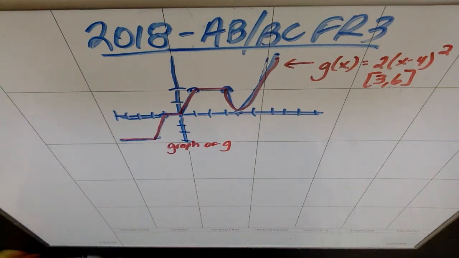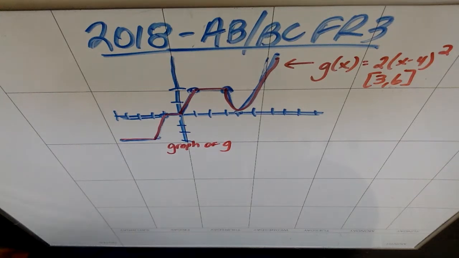AP Review. This is 2018 AB/BC Free Response 3. You're given a graph in this problem, and it looks a lot better on the paper, so please use the paper as I go over this. The graph of the continuous function g, the derivative of the function f, is shown above.